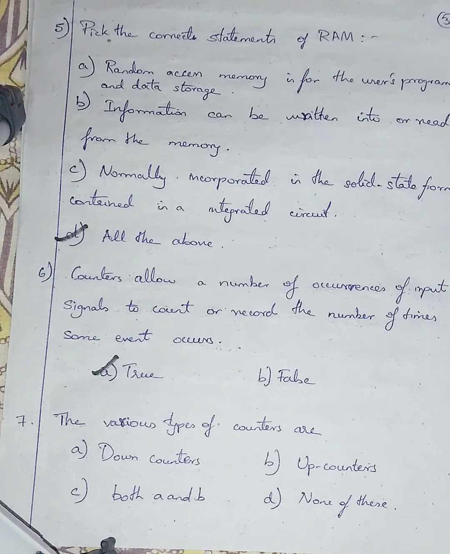Question number 7, the various types of counters are: we generally have two types of counters, that is down counters and up counters. Option A is given as down counter, option B is given as up counters, option C is given as both A and B, and option D is given as none of these. The various types of counters are down counters and up counters, so I'm going with option C, both A and B.